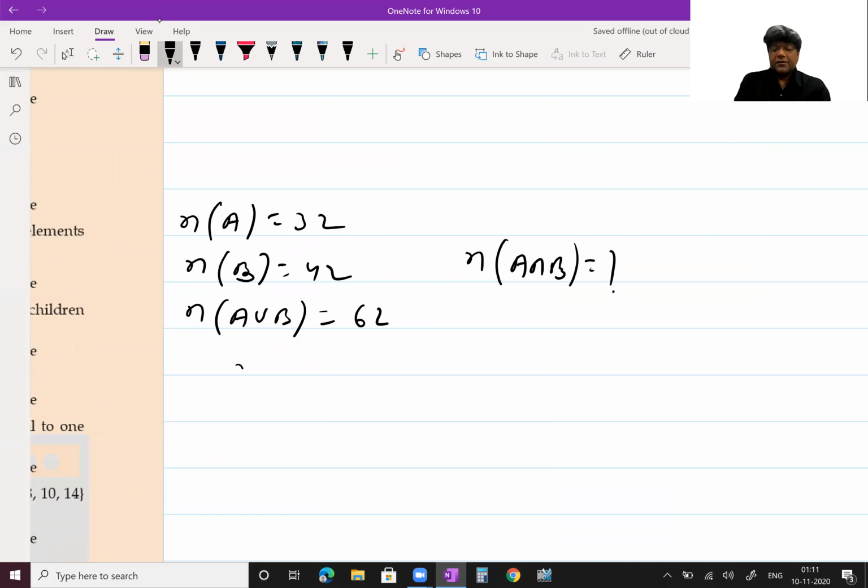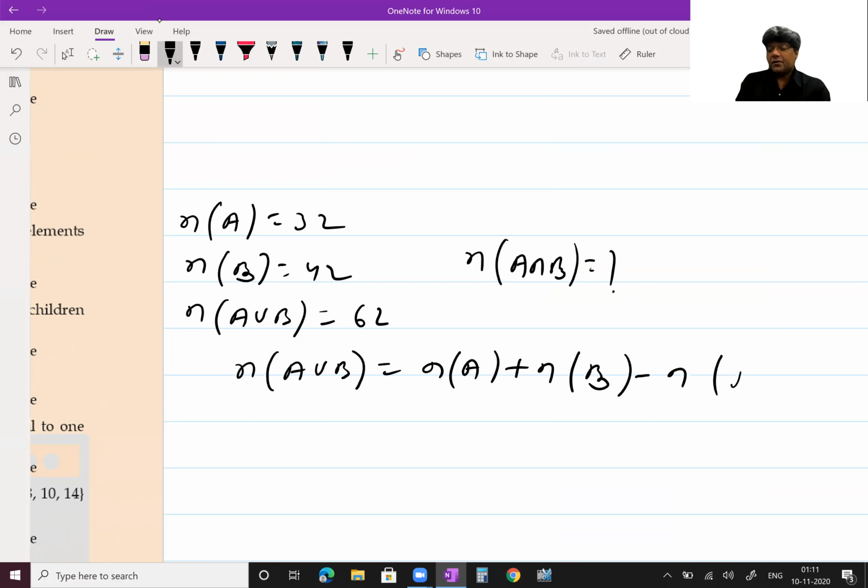Which formula do you know, guys? Cardinal number of A union B is equal to cardinal number of A plus cardinal number of B minus cardinal number of A intersection B. This is given, 62. This n(A) is 32. n(B) is 42. And n(A intersection B) they are asking.